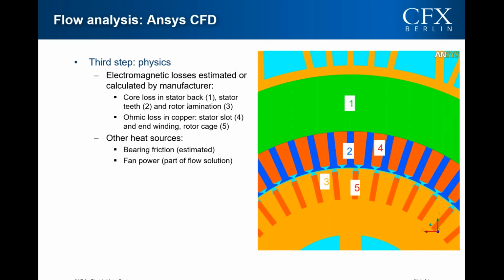In addition to these EMAG losses, we have other kinds of heat sources. First, the bearing friction that was estimated here, and the fan power, which is part of our flow solution. So it is automatically included as a heat source.